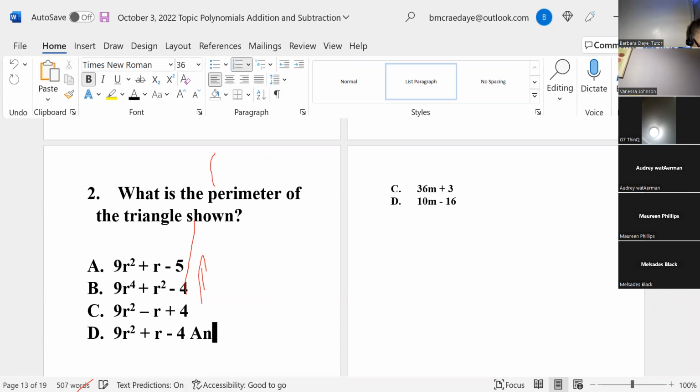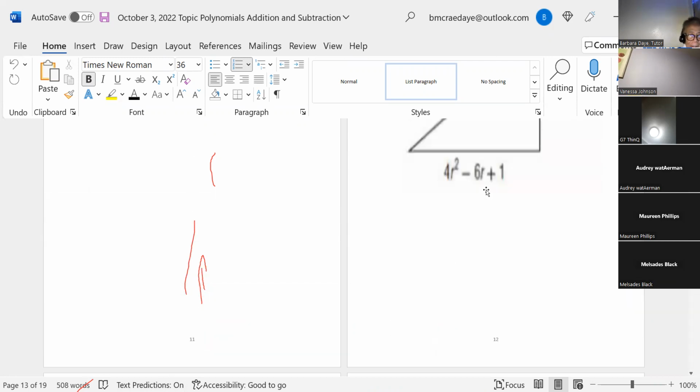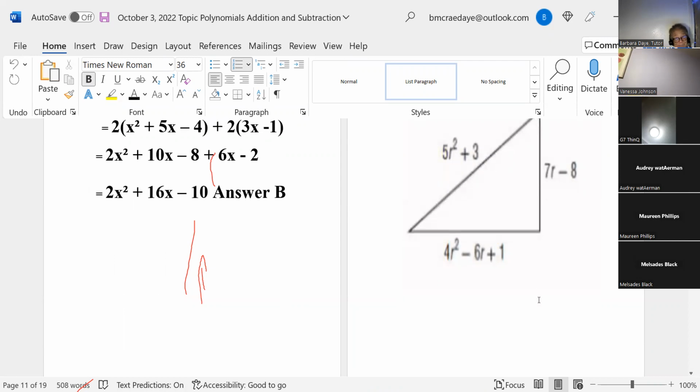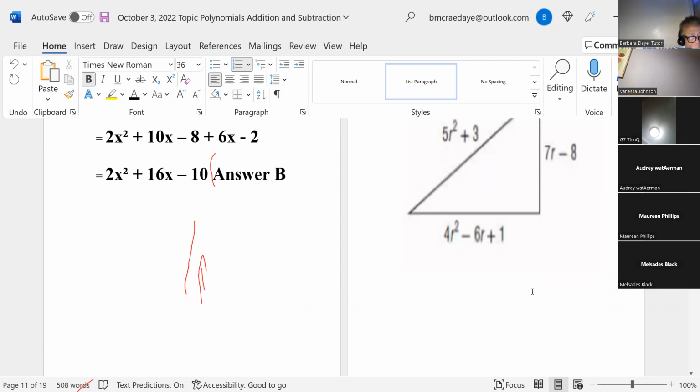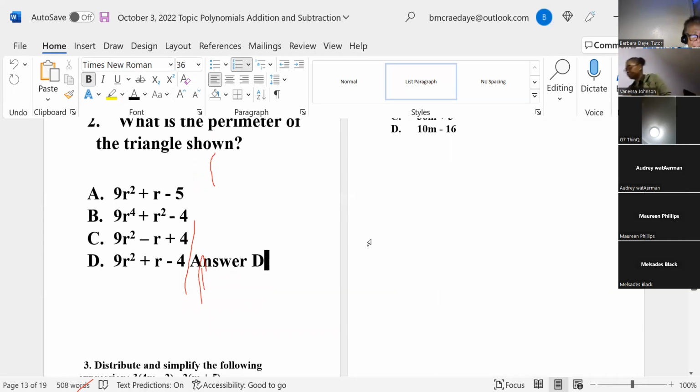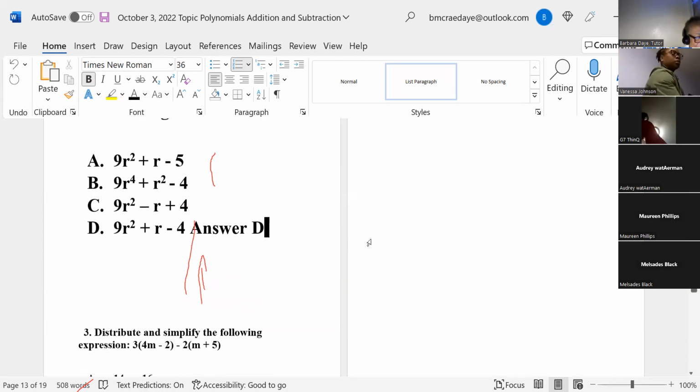Answer D. Okay. That what you got? Yes. Very good. What happened, Audrey? You wrote the wrong side. I had 7r and it's 5r. I didn't have the 4r squared, I had 8r minus 6r. Well, that would give you a different answer for sure. Any questions on perimeter of a triangle? Add up the three sides.